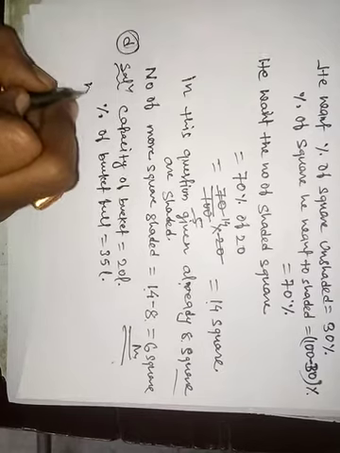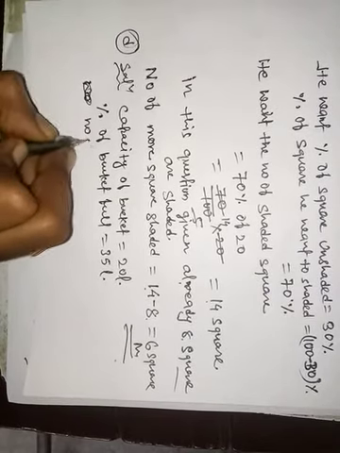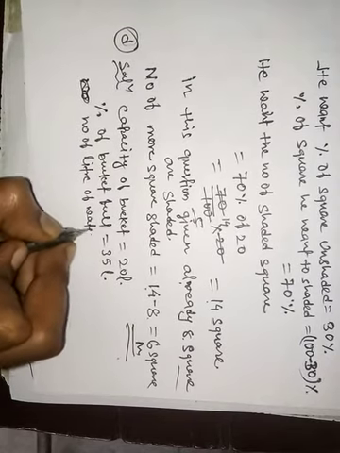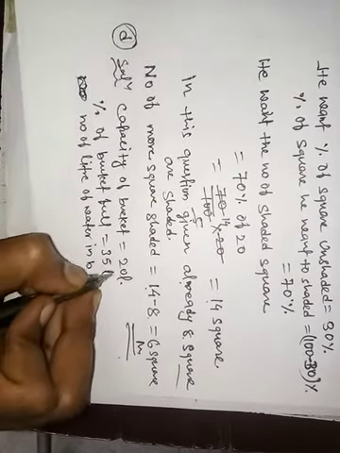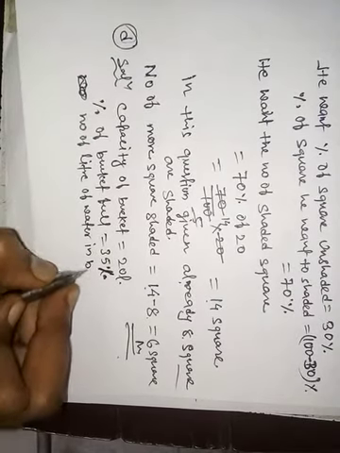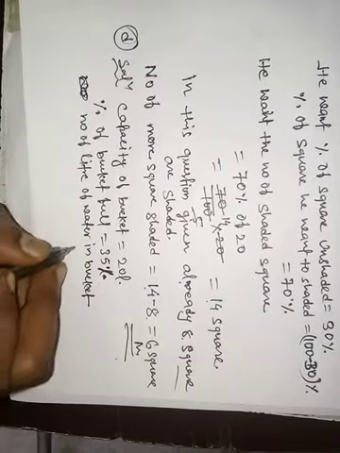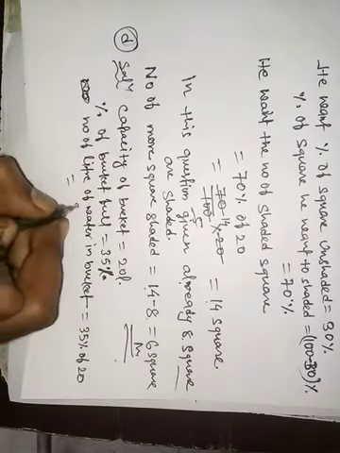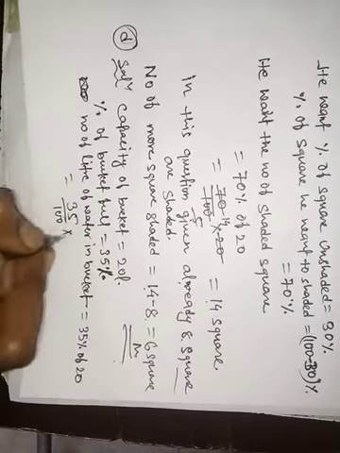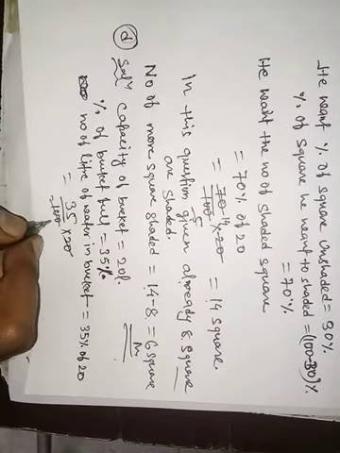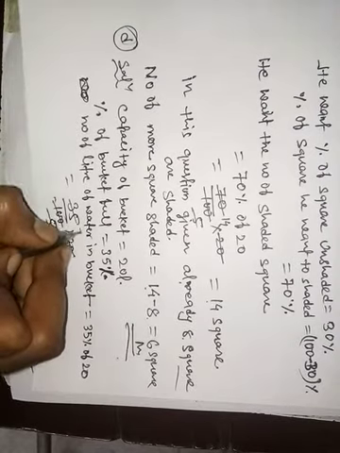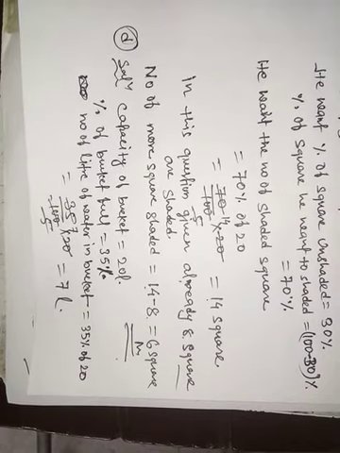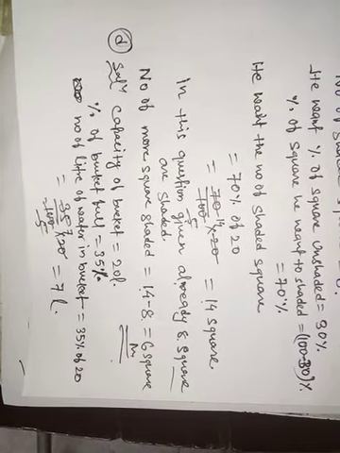So the number of liters of water in the bucket is equal to 35% of 20, that is 35 by 100 into 20. 20 cancels with 100, 5 times, and 5 cancels with 35, 7 times, so 7 liters. So we found that in the bucket there are 7 liters of water.